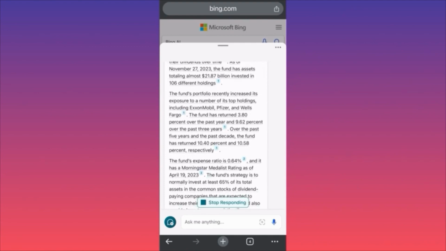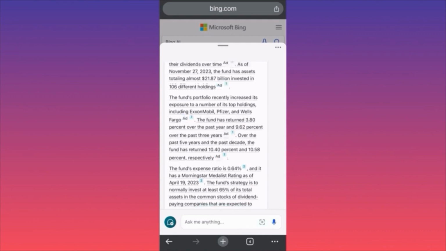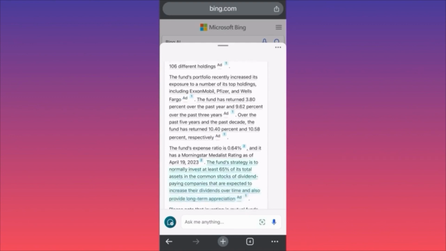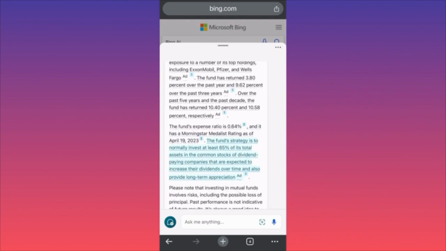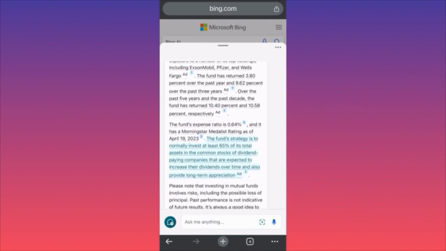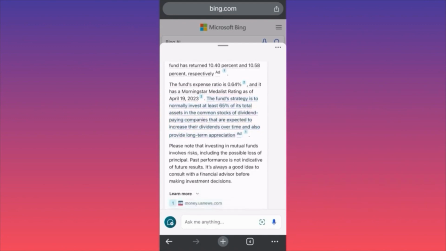The 3 years were 2023, 2022, 2021. 2021 was the strongest year for everything. I don't know where they were. The fund has returned, okay, over the past 5 years... The past decade, the fund has returned 10%. That's still kind of low, guys. I don't know, maybe I have different expectations.